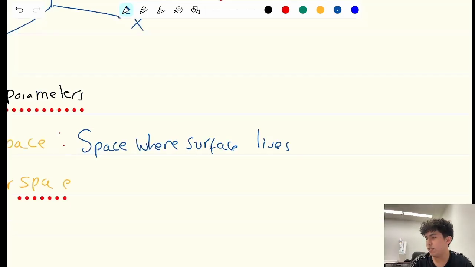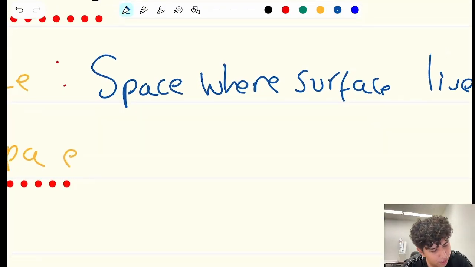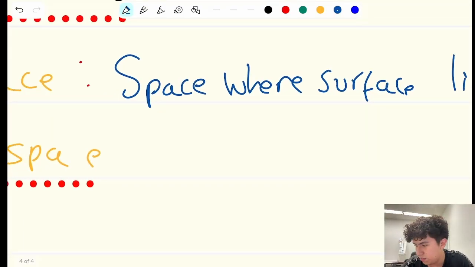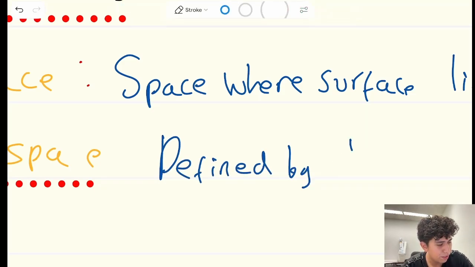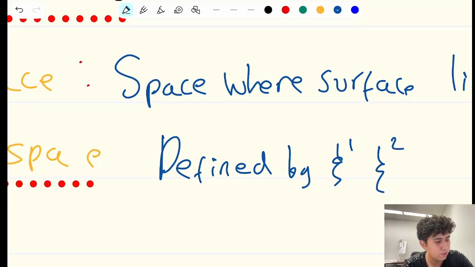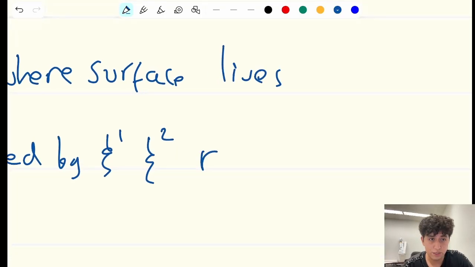And the parameter space is going to be the space defined by the ranges of the two parameters that we chose to parameterize. So this is going to be defined by, let's say, chi1. Oh my god, my chi's horrible. Chi1 and chi2 range. So that's how we're going to define the parameter space.